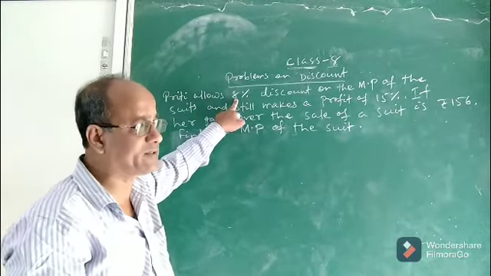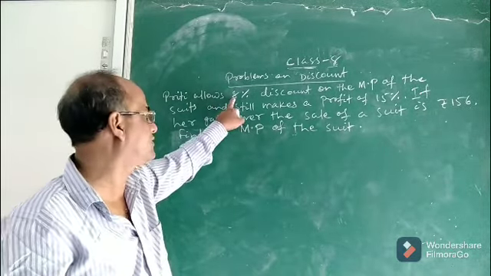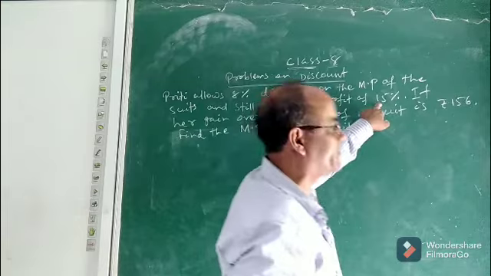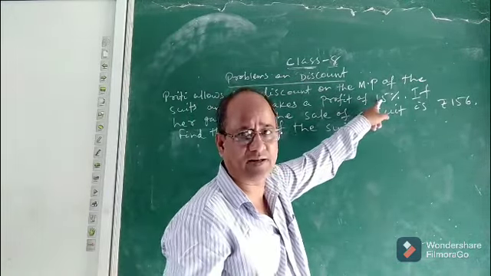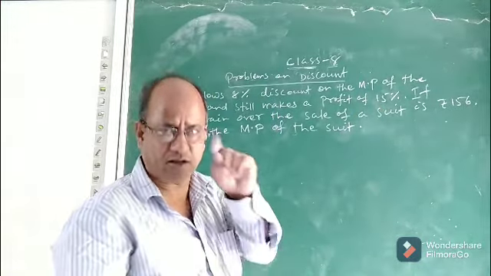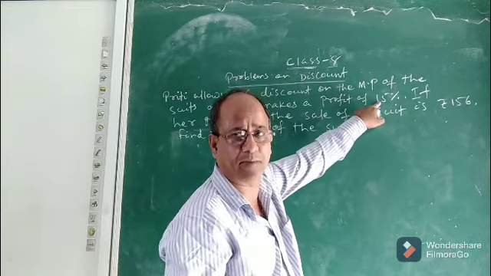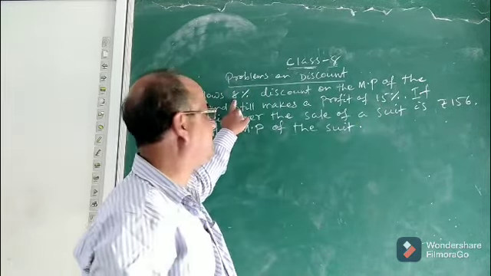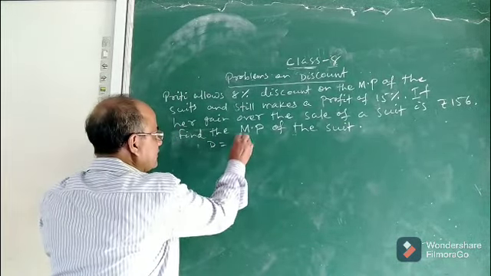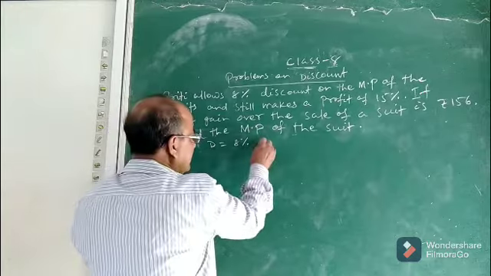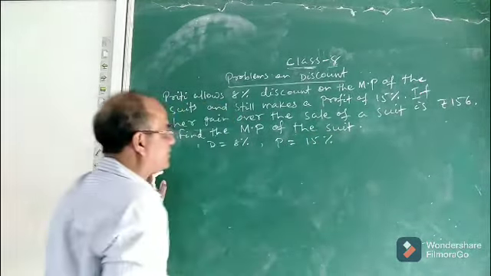She is allowing 8% discount. Even though she allows 8% discount, still she is making a profit of how much? 15%. She is making a profit of 15% on selling each suit, by giving a discount of 8%. That means in this question, the discount percent and the profit percent both are given. Profit percent is given as 15%.